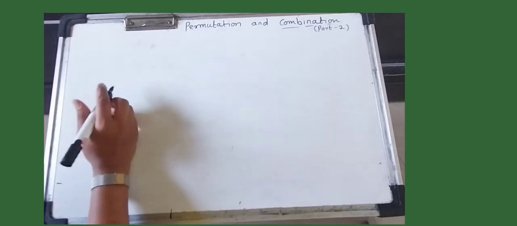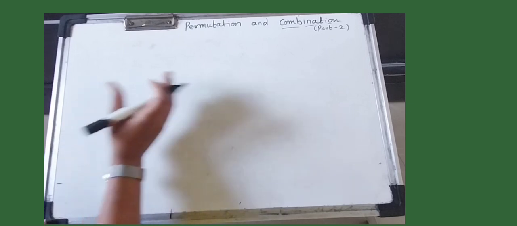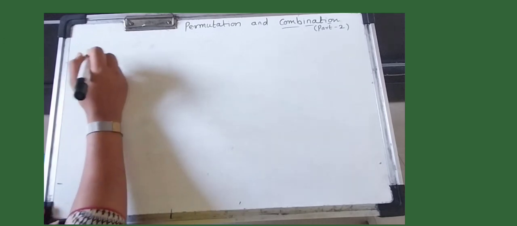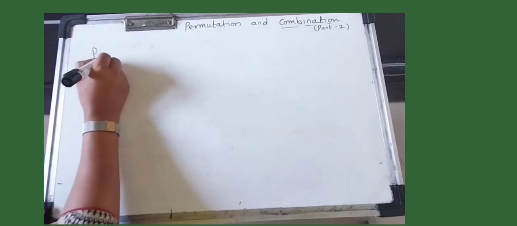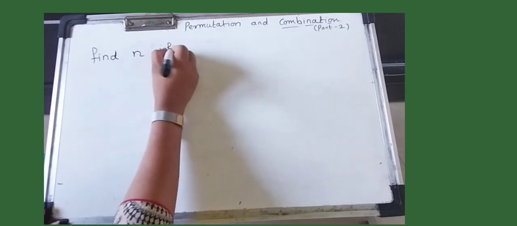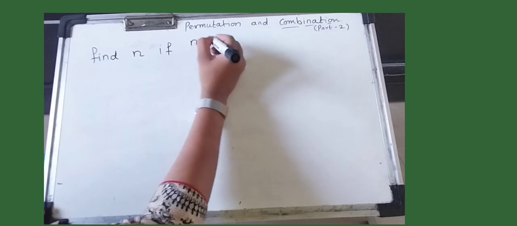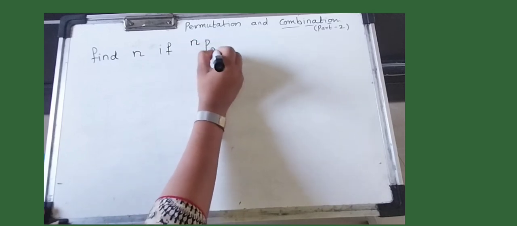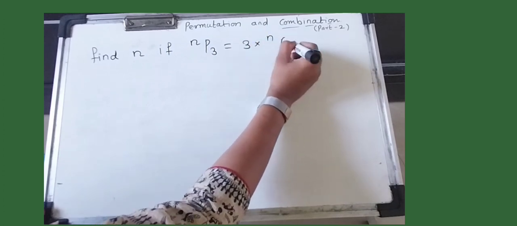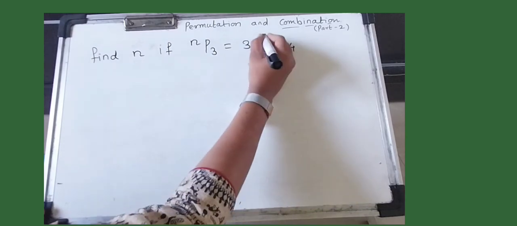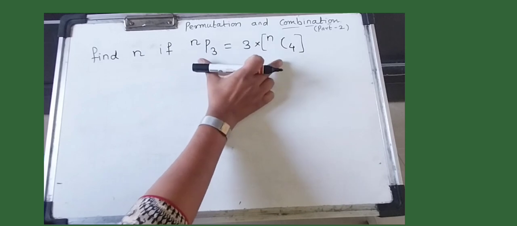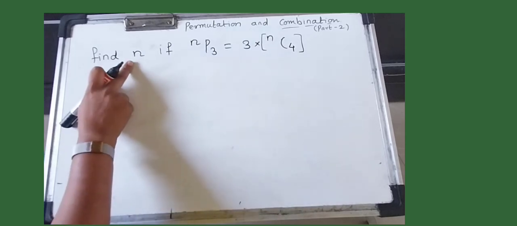Okay. Next question. Sometimes they ask permutation combination relations. Okay. On the basis of relations of permutation and combination, what is the question here? Find n. You have to find the n if they given one condition depending on the permutation and combination. nP3 equal to 3 into nC4. Okay. See, it is in the bracket. They given this condition and we have to find n here.